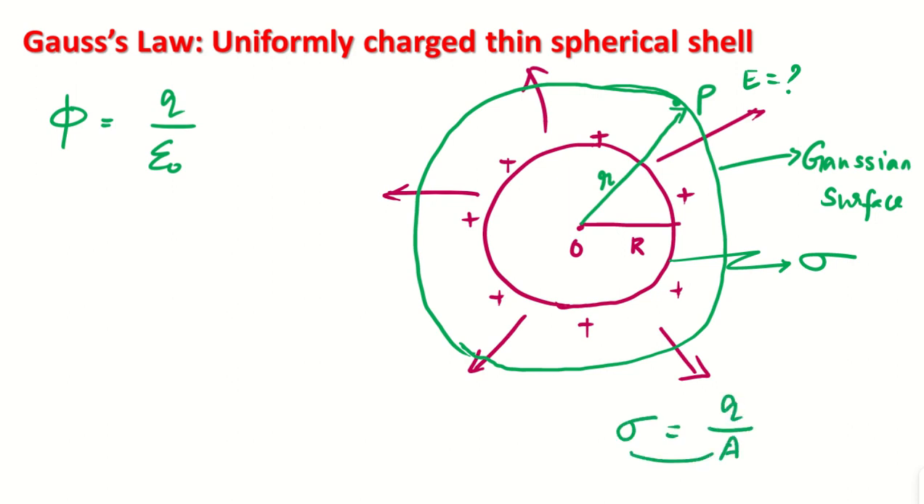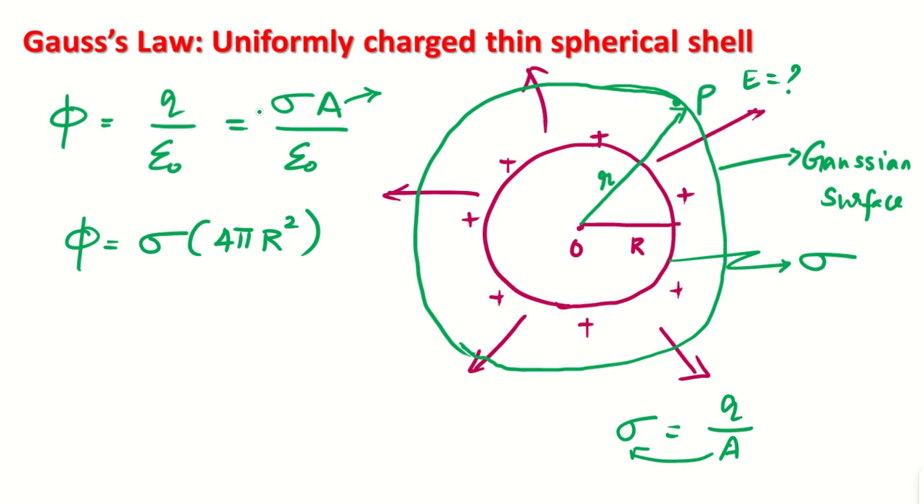So we are going to multiply these two and write sigma times A divided by epsilon naught. Here A is the surface area of the shell. So we can write phi equals sigma into, what is the surface area of any sphere? It is 4 pi R squared, where R is the radius of the shell, divided by epsilon naught. Let's keep this as equation 1.